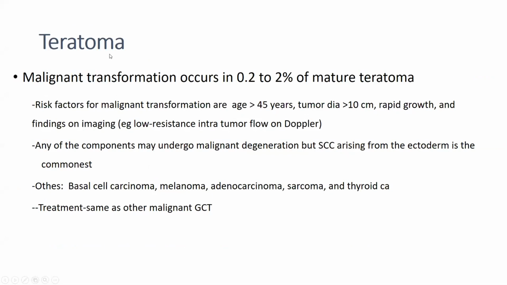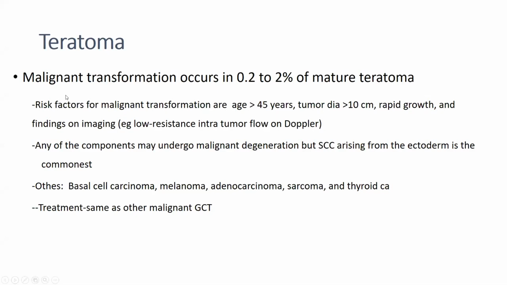So most of the time, mature teratoma is benign, but malignant transformation occurs in 0.2 to 2% of the patients. So it is mostly benign in pediatric patients. These are the risk factors for malignant development of teratoma: more than 45 years age, or tumor diameter more than 10 centimeter, or if there is rapid growth. And then there are some imaging findings which can suggest that teratoma can develop into malignant teratoma later on in the life.